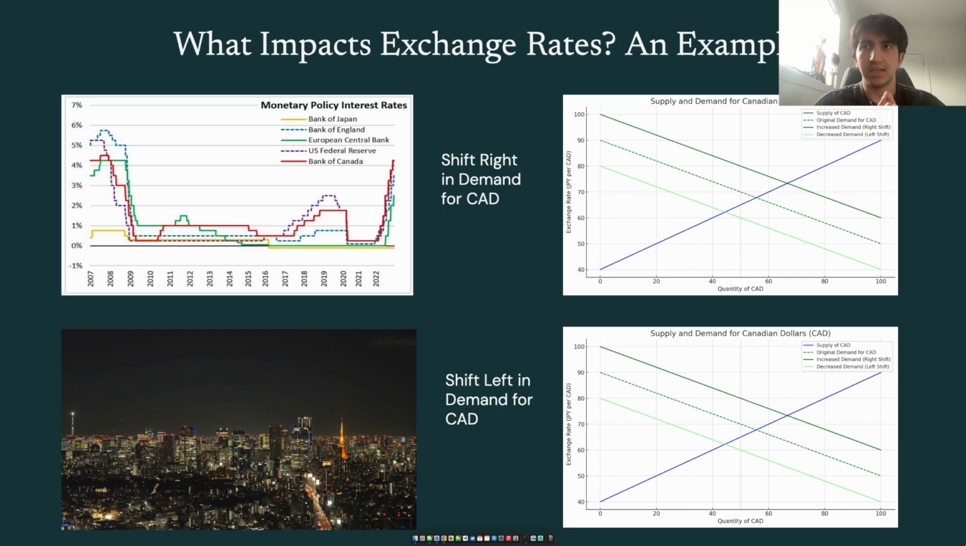Now on the bottom, you can see a picture of Tokyo, which I took a few months ago. If there is a large influx of Canadian tourists to Japan, then the demand for Canadian dollars will naturally decrease as the demand for Japanese dollars increases. This would overall create a reduced demand for Canadian dollars, shifting the curve to the left.